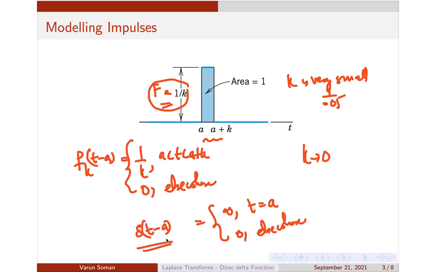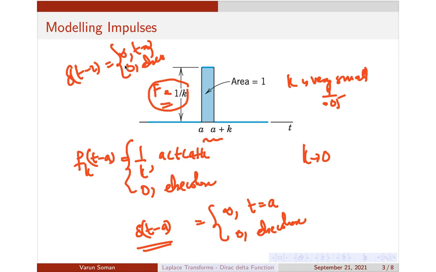Okay, so delta(t minus a) is defined as infinity when t is equal to a and 0 elsewhere. Or in other words, what is delta(t minus 2)? Delta(t minus 2) is simply infinity when t is equal to 2 and 0 elsewhere. Okay, I hope it is clear what we mean by the Dirac delta function.